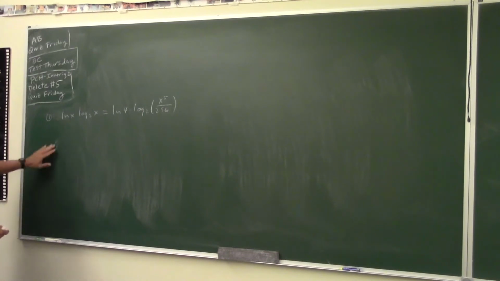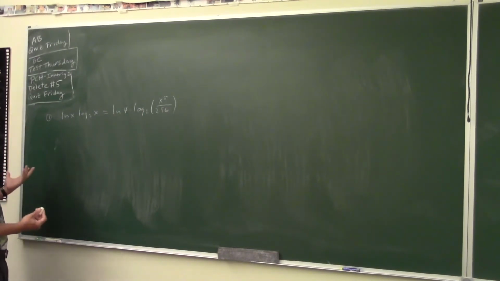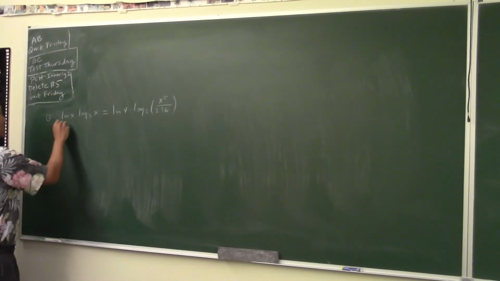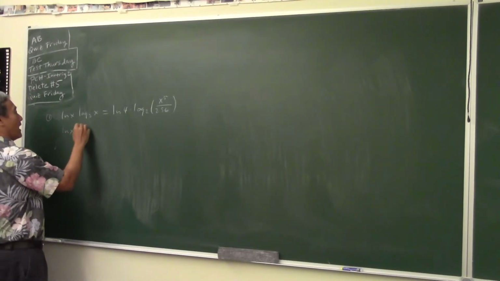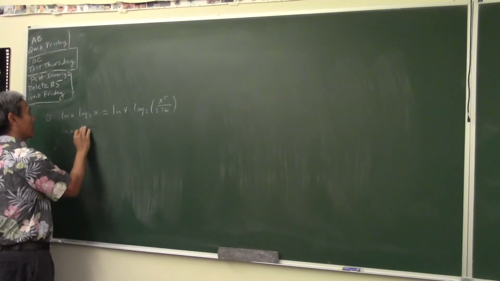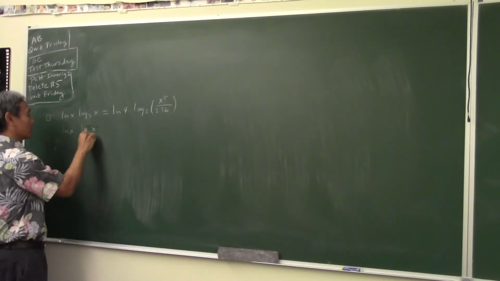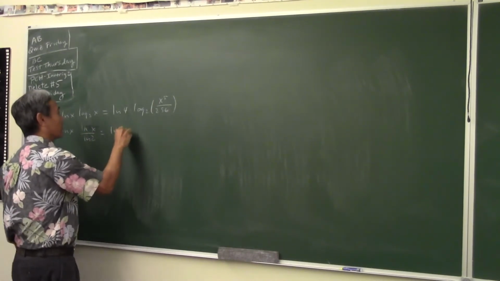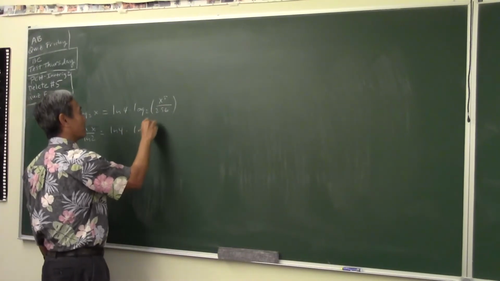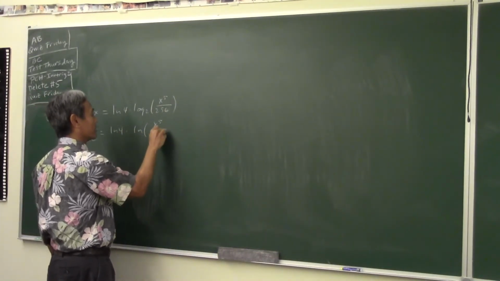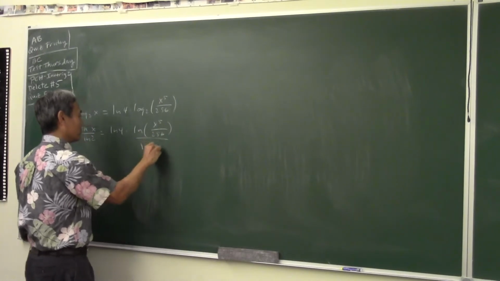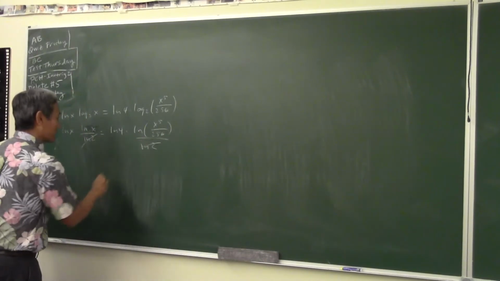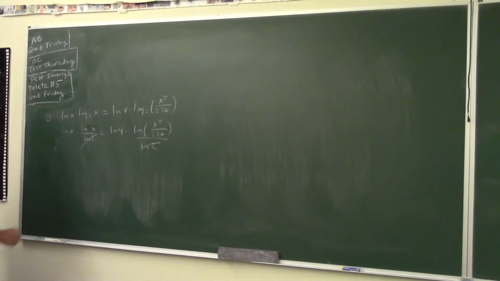What do you guys want to do here? I'm not hearing anybody. Okay, so what I do, I like natural log. I change everything to natural log. So natural log x times natural log x over natural log 2 is equal to natural log 4 times natural log of x to the 5th over 256, all over natural log 2. Multiply both sides by natural log 2.